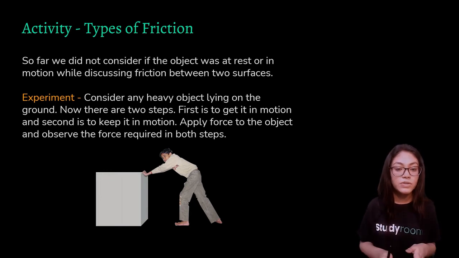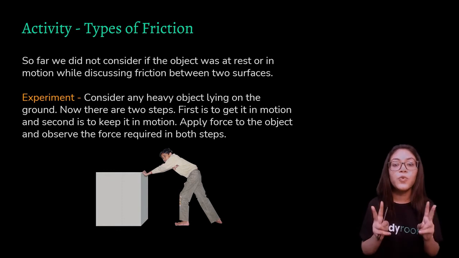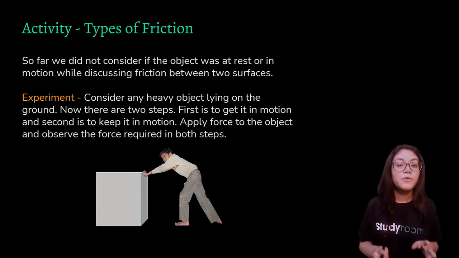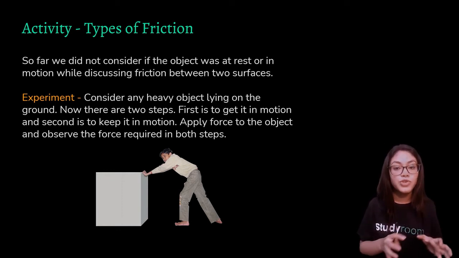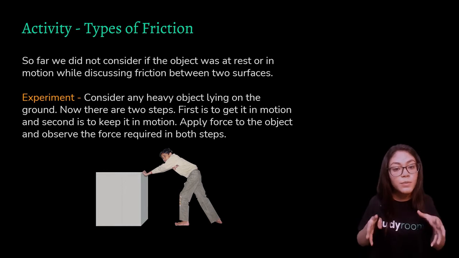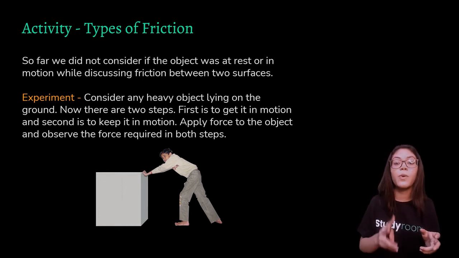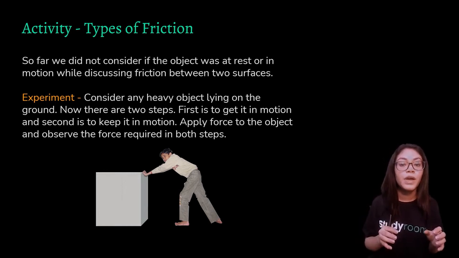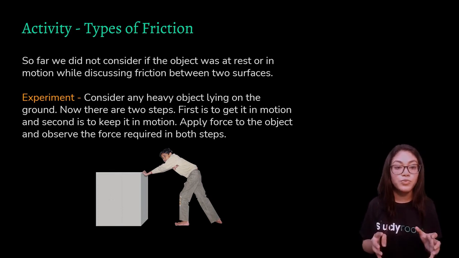We take a box and we try to move it. Firstly, two forces will be required. First is to get the object, that is the box, in motion, and second force will be required to keep it in motion. Now apply force to the object and observe the force required in both cases. What will you observe then?